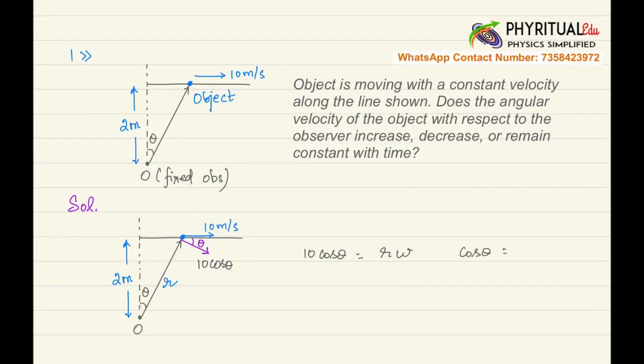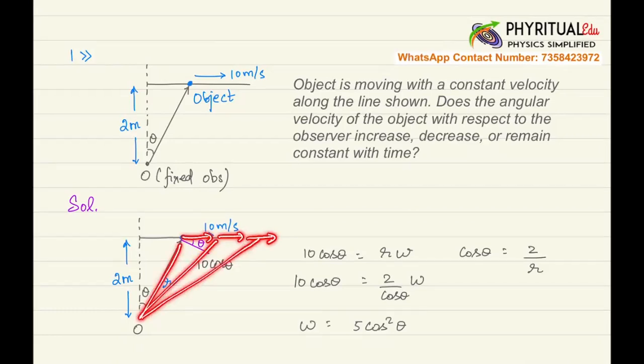That is going to be the adjacent side divided by the hypotenuse, so I can substitute r equal to 2 divided by cos theta, and we can write 10 cos theta equal to 2 divided by cos theta times omega, or omega becomes 5 cos square theta. In this scenario, as the object continuously keeps moving towards the right, theta will keep on increasing. You can very clearly see that the theta value will keep on increasing, and hence cos theta will keep on reducing, so omega will continuously reduce as the object moves towards the right.